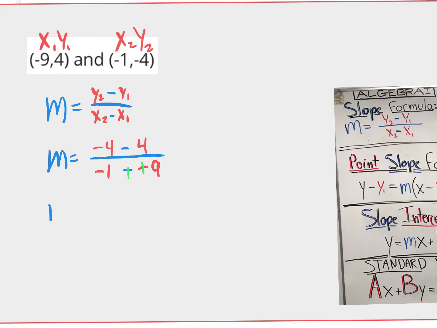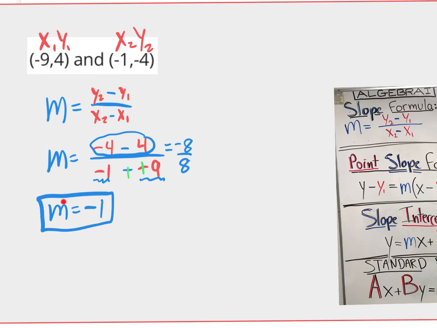What do we end up with? We have m equals, up here, -4 take away 4, that's a -8. And on the bottom, -1 plus 9, that's a +8. So what is a -8 divided by a +8? That is -1. So we have our slope. We have our slope and we have some points.